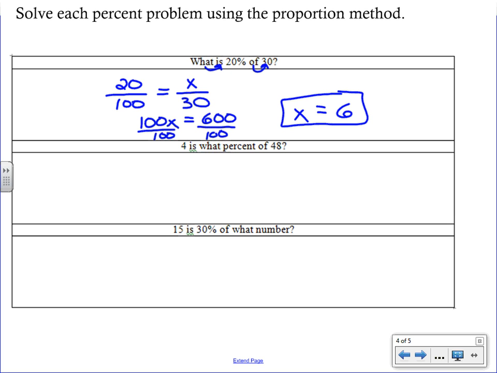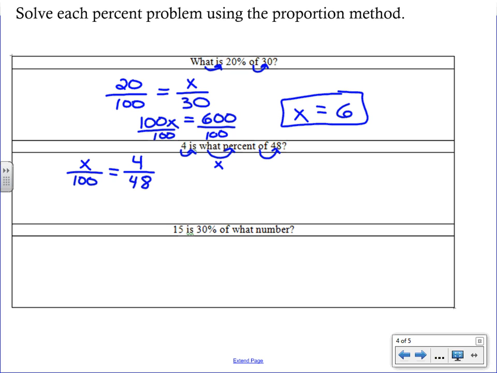All right, our next problem. 4 is what percent of 48? Well, here it says what percent. So we know that the unknown is going to be the percent. So x has to go on top of 100. And then it says 4 is what percent? So that 4 is taking the corresponding place as the percent. It's also kind of connected with that is word. And then the of 48 is going to go on the bottom. So 4 is the part and 48 is the whole.